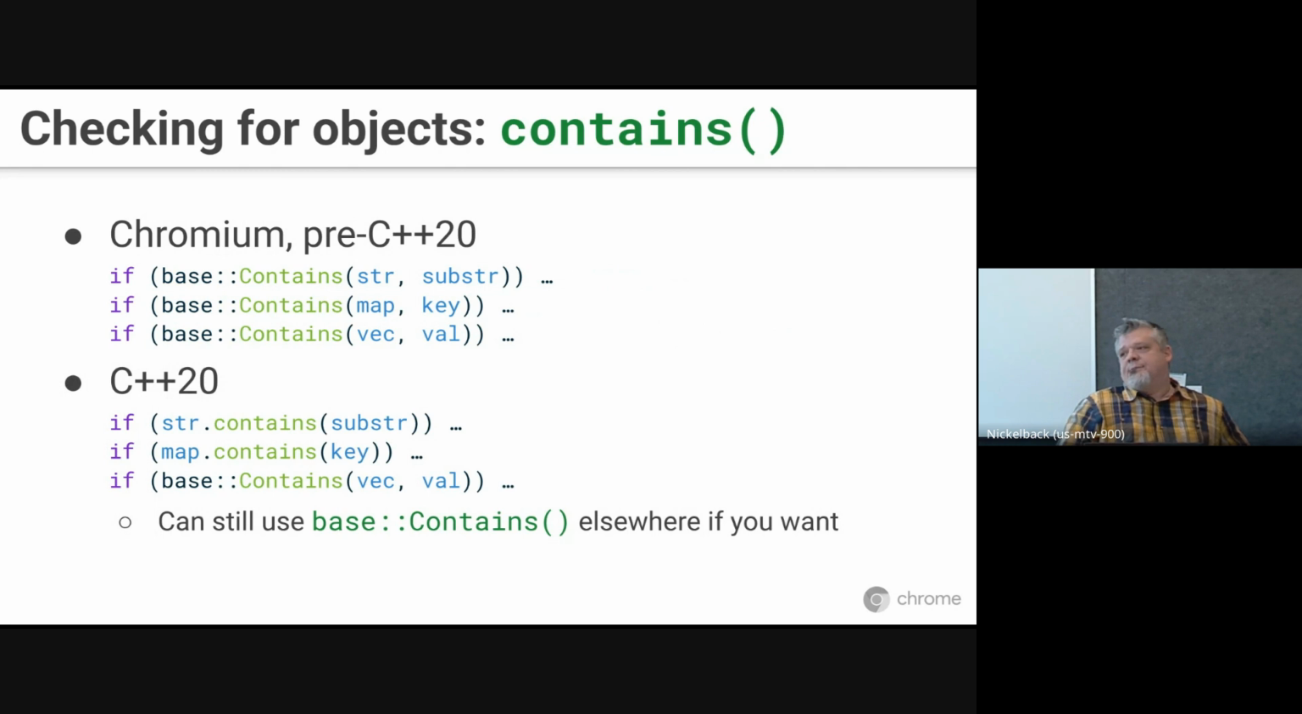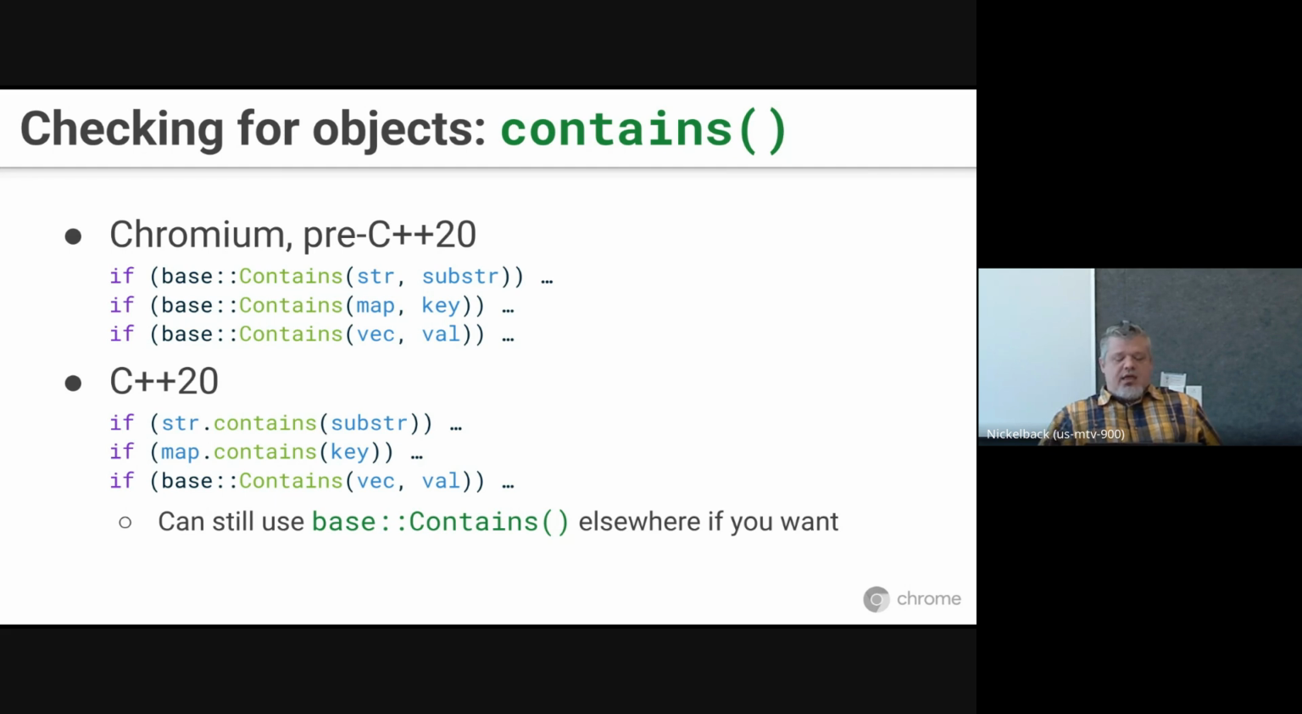In Chromium, we added a facility called base contains, which not only says what it does on the tin, but also is shorter and harder to get wrong. So this is very convenient. C++20 now adds this as member functions on some types, like string and map. You'll notice the third line for vec, I still wrote as base contains. That's because there is no vec contains.